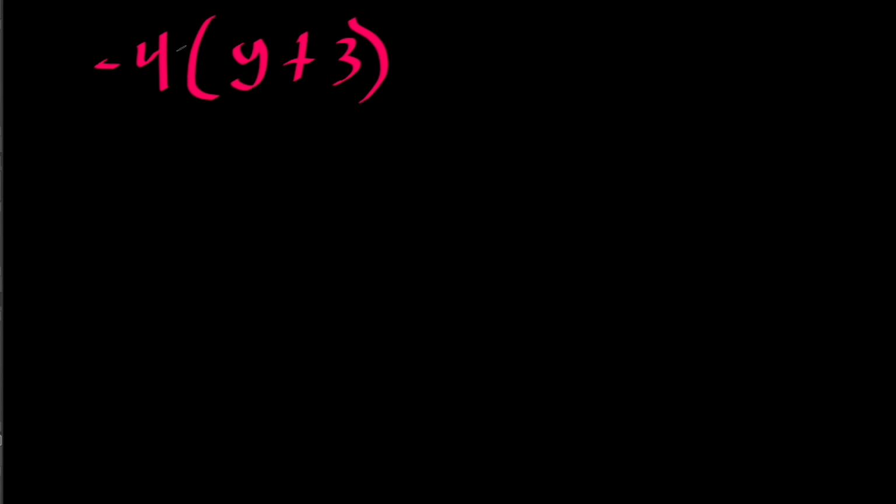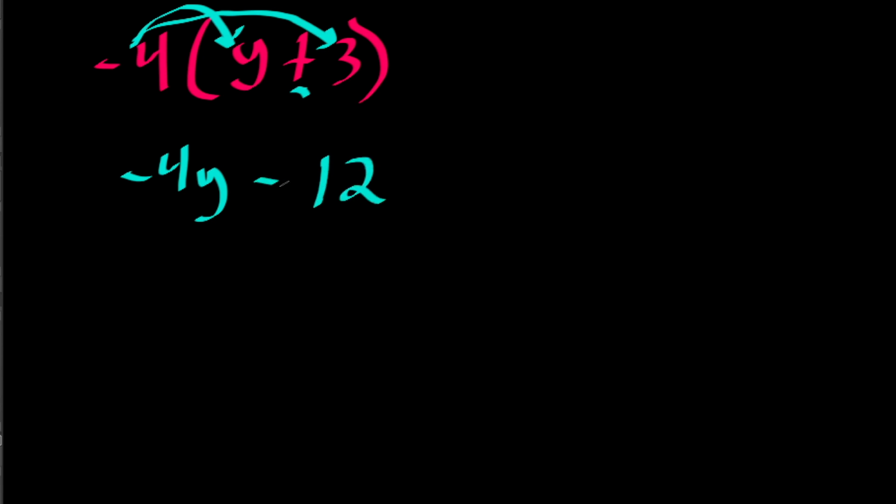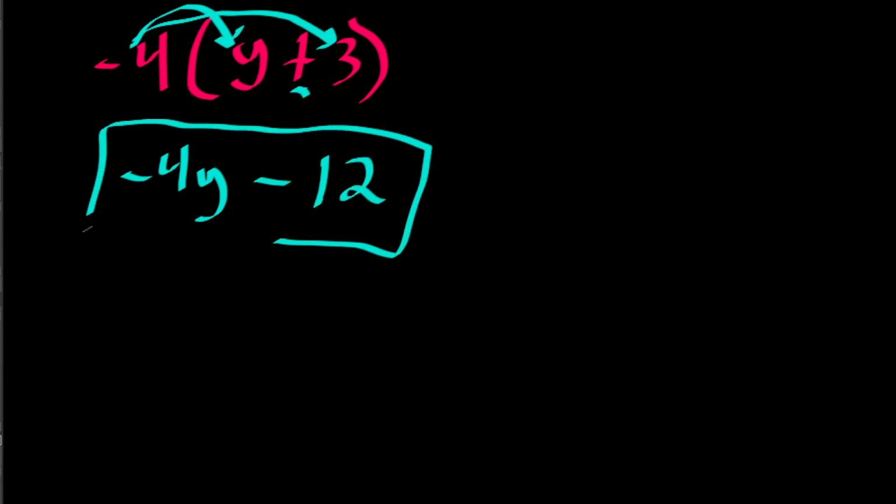So once again, we just have to be careful about what's out in front. It's a negative 4. So if we want to distribute 4, we have to carry that negative as well. So we're distributing negative 4, or multiplying negative 4, to y, which gives me negative 4y. Then we're multiplying negative 4 to positive 3 because there's a plus 3. So negative 4 times a positive 3 is going to give me 12, but it's going to be negative. So we'll say minus 12.